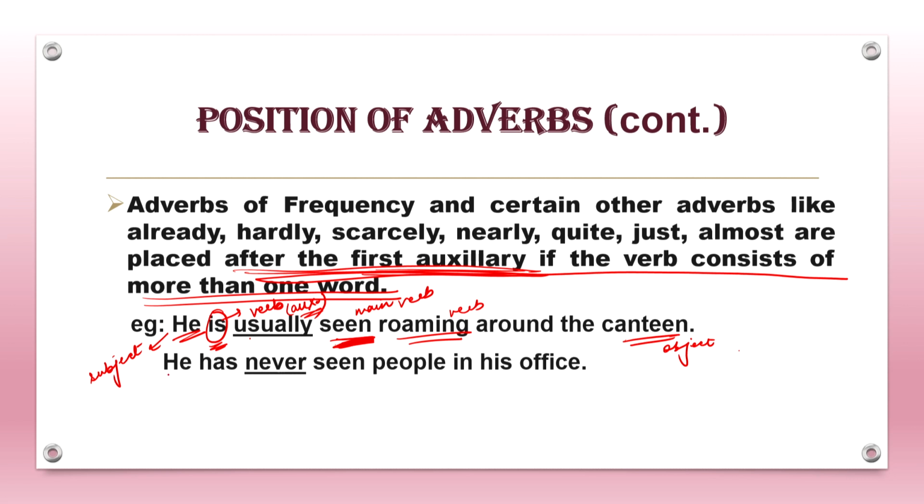Next sentence, he has never seen people in his office. So, here he is your subject, has is your auxiliary verb and again seen is your main verb.